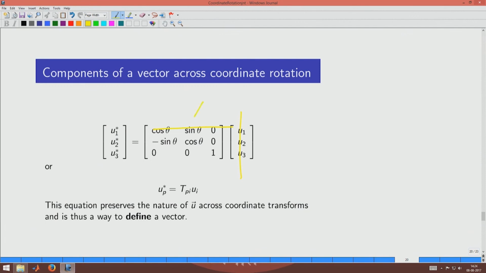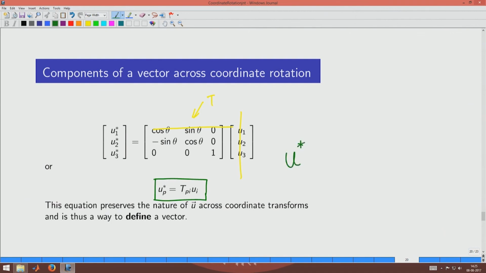It is actually not surprising that the matrix coming in here is nothing but the transformation matrix T. The reason is that we have used the unit vectors to arrive at this particular expression. So, the way unit vectors transform is given by the transformation matrix, and we should get the same matrix here. So, the way the elements of a vector transform when the coordinate system is rotated is given by the same expression as we have done earlier, namely up star is equal to t pi ui. So, let us look at this expression carefully.